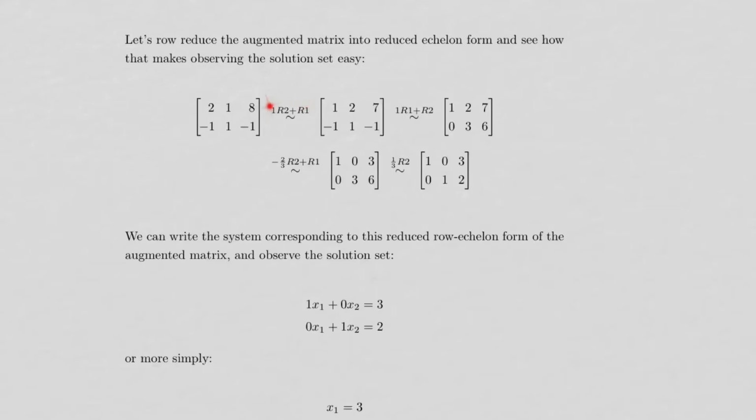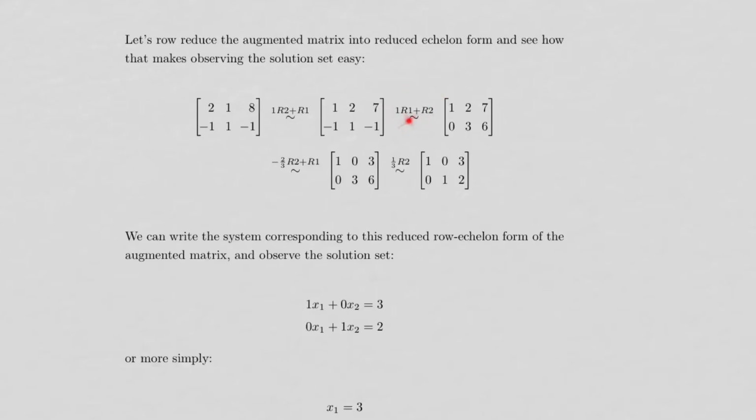So I see, okay, row 1's getting replaced, row 2 is not, so I'm going to just copy and paste row 2. And then what's the new row 1 going to be? Well, I just add these together, and I get the numbers in the new row 1.